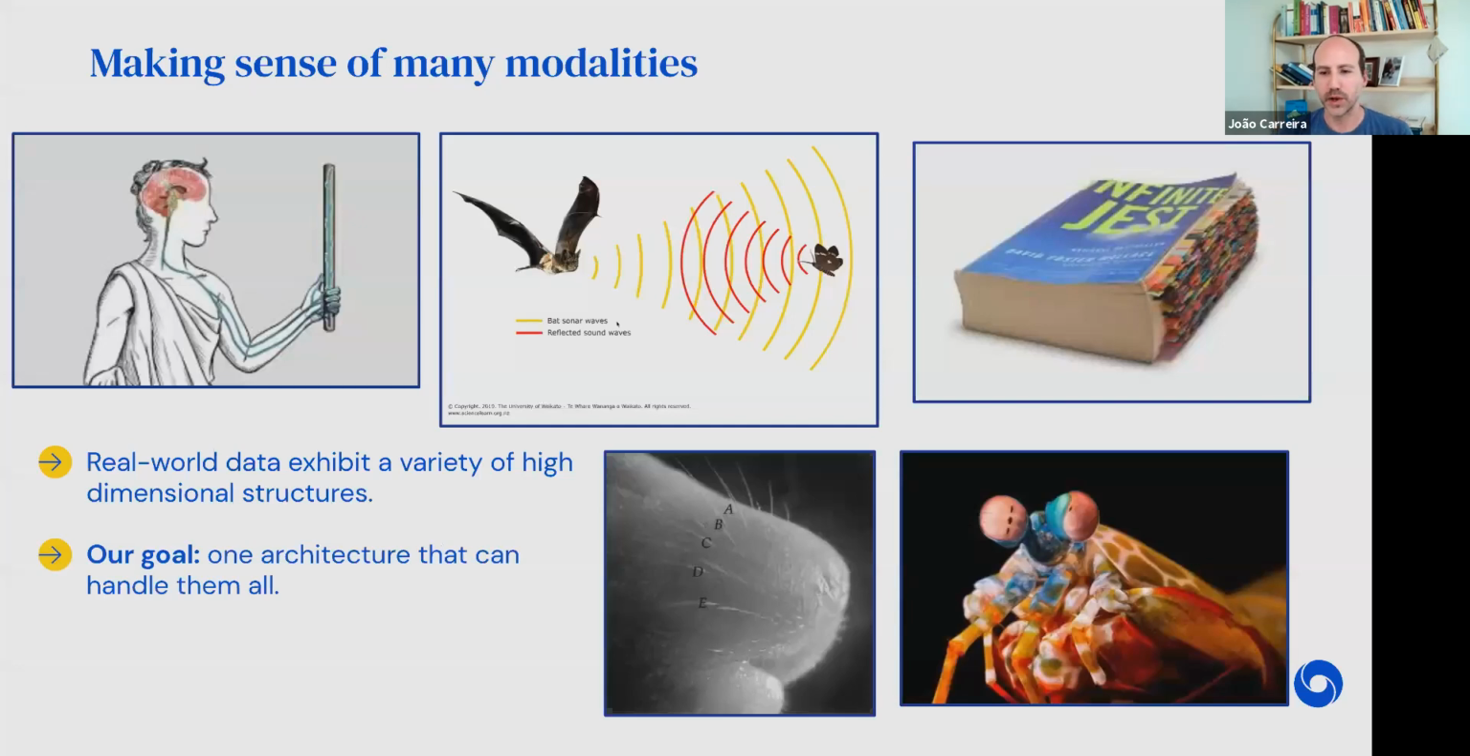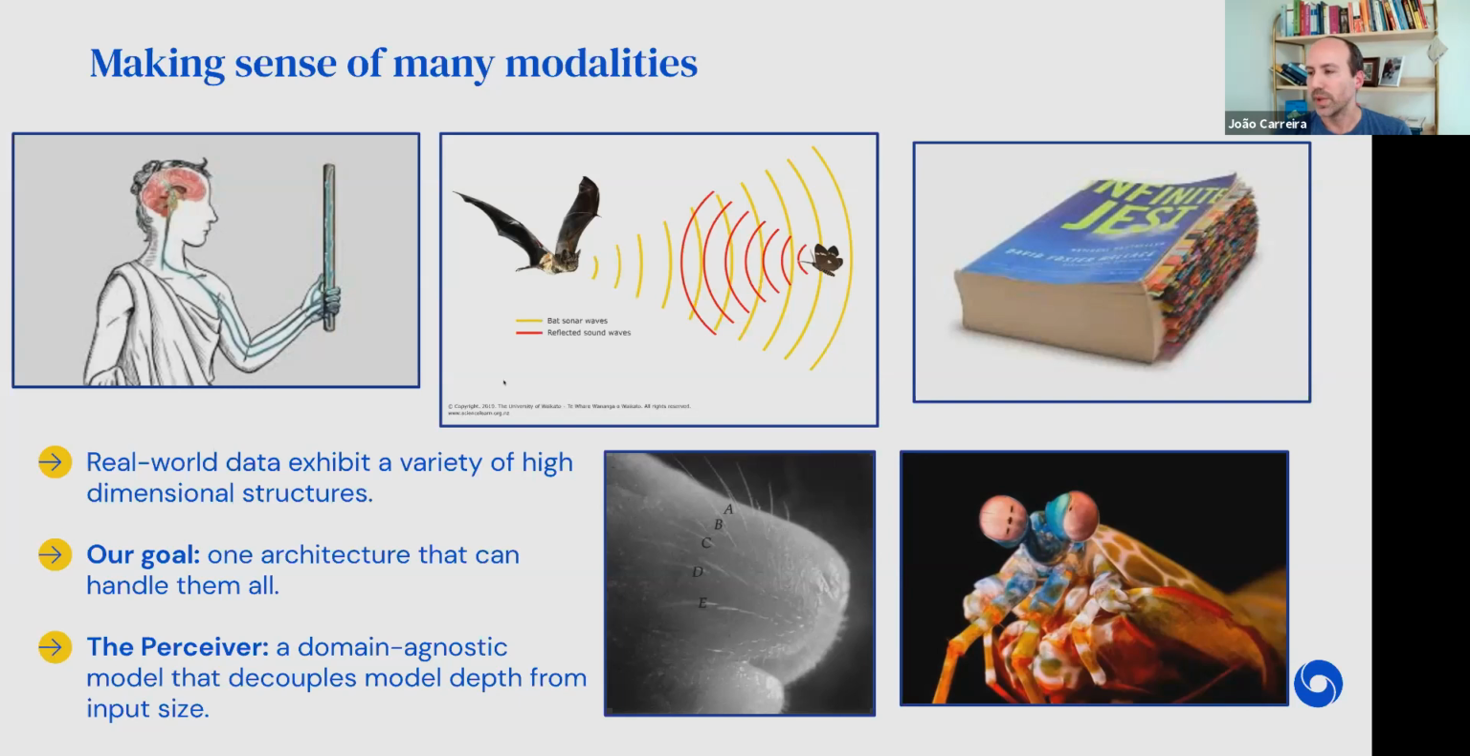All right, so I already motivated this a little bit about the importance of making sense of many modalities with a single architecture, but it is true that real-world data exhibits a variety of high-dimensional structures. Obviously, images are very large, text can be very large, audio, proprioception. We have many bones, many tendons and muscles, and all of them have some tiny proprioception sensors. This can be very high-dimensional. And our goal in the Perceiver project is to have one architecture that can handle them all, in a domain-agnostic way.